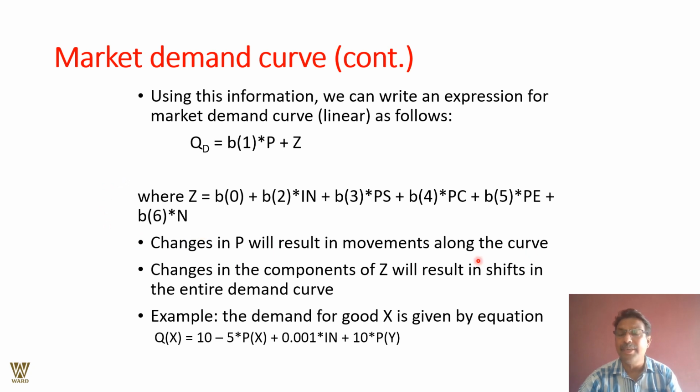So changes in P will result in movement along the curve. Similarly, changes in the component Z will also result in a shift of the demand curve, either to the right side or to the left side per se. Example, the demand of a good is expressed as 10 minus 5 times the price of X plus 0.001 into N plus 10 times P per se.